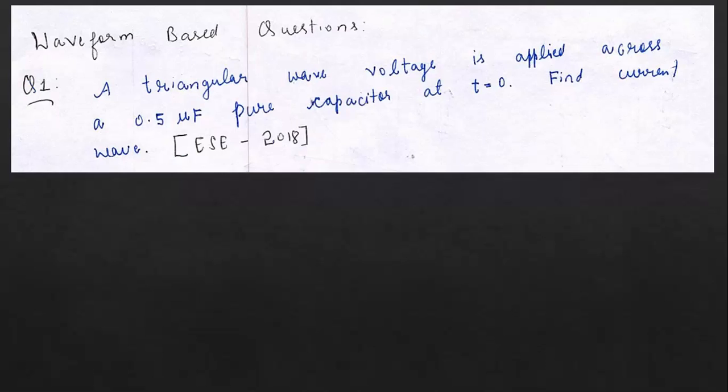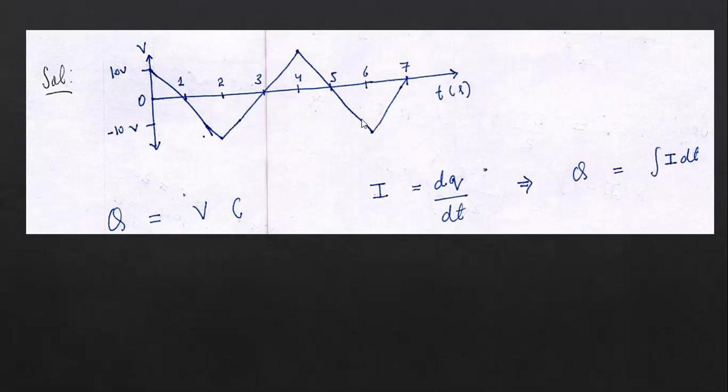Now we move on to the last numerical of this lecture. In this numerical, a triangular wave voltage is applied across a 0.5 microfarad pure capacitor at time t is equal to 0. The waveform is shown. So this is the waveform and we have to find the current wave. So first we will write the equation for current wave.